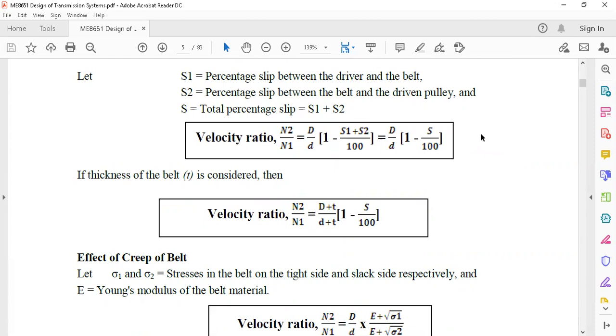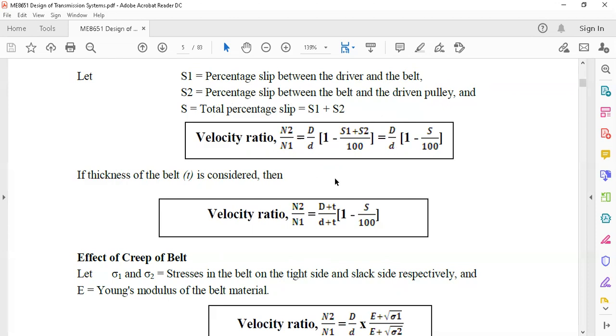The velocity ratio we can calculate as N2 by N1 is equal to capital D divided by small d into 1 minus (s1 plus s2) divided by 100. This s1 and s2 we calculate directly from the slip, where the total slip s is equal to s1 plus s2. Take it as the equation: capital D divided by small d into 1 minus s divided by 100.